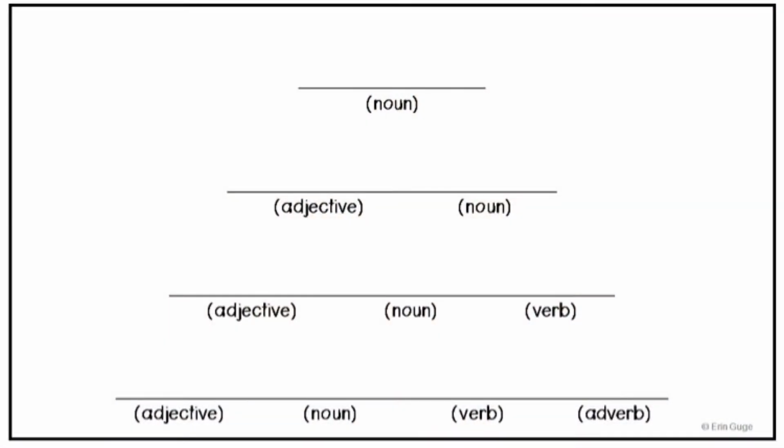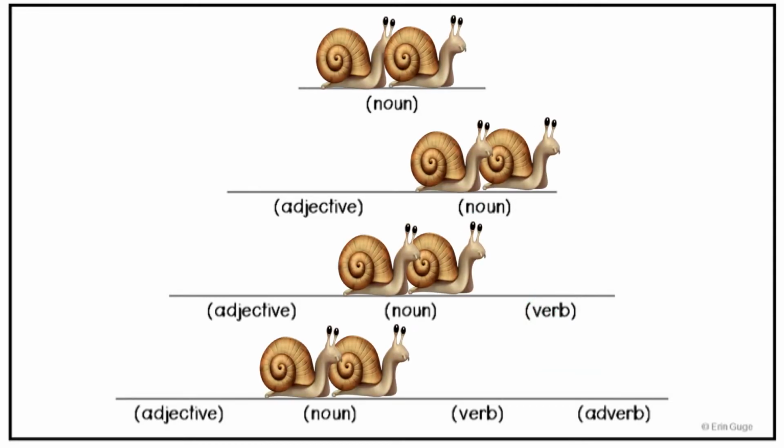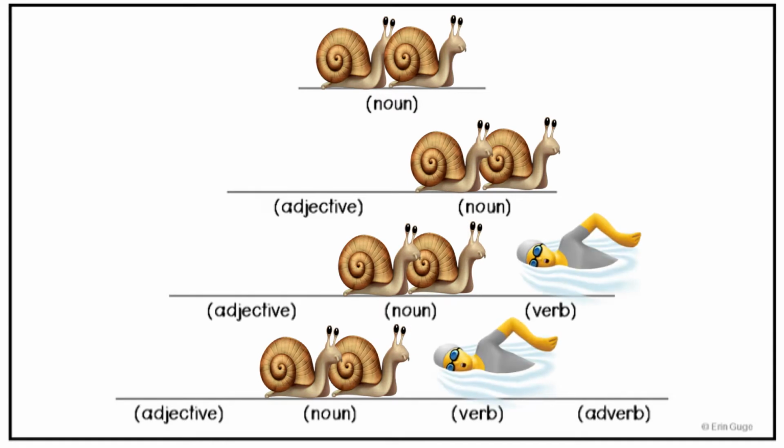Okay, and now let's review our alliteration pyramid poems. Remember, first you have to have a noun, then you add an adjective, then a verb, and then lastly you add an adverb at the end. Now I'm going to add a picture for the noun, which is snails, and for the verb, which is swim, and see if you can use those words and finish the poem with an adjective and adverb. Whisper what you come up with.